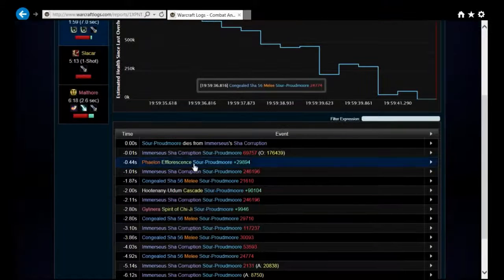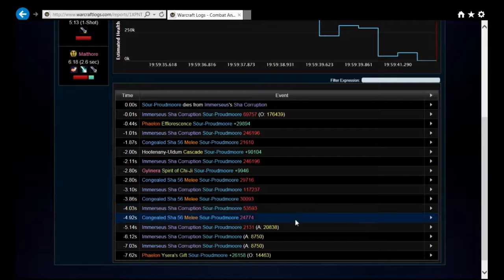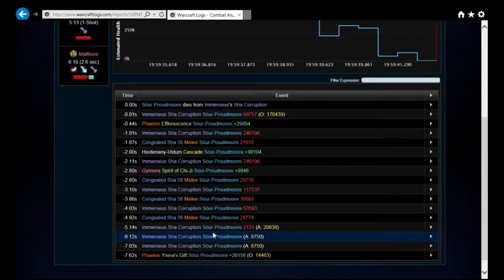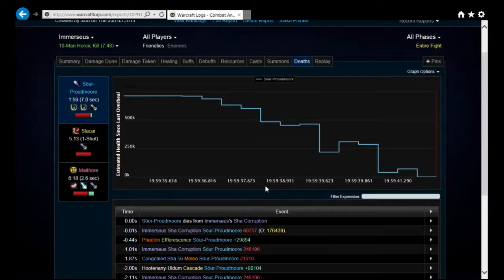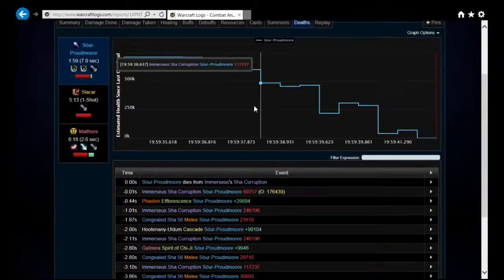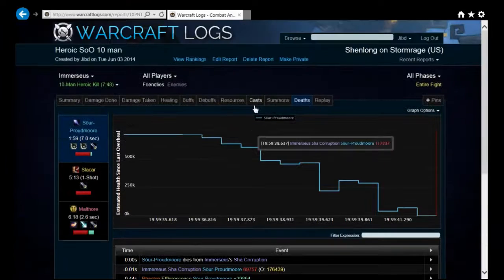Now, when I look at Sour, if I see that we're getting a bunch of these Shaw corruption dots stacking up, yeah, I'll just simply say, hey, I need you to manage your debuff a little bit better. I might tell a healer, hey, watch the mage. If he stacks it up too high, go ahead and dispel him. So that's kind of what we're looking at for deaths there, guys. Really like the deaths tab in Warcraftlogs. It's a very, very beautiful thing.